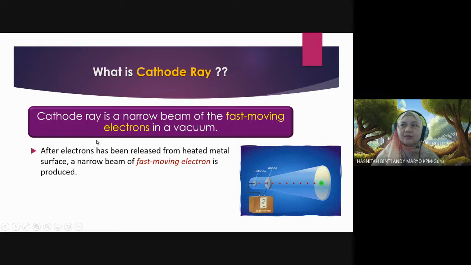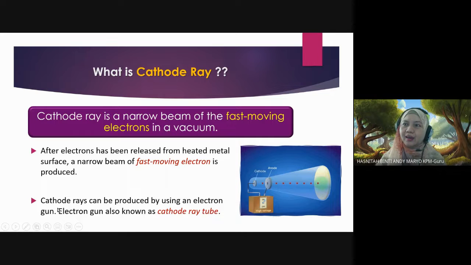So after the electrons have been released, just now we heated a metal surface, so electrons will be released. They will form a narrow beam of fast moving electrons. So this cathode ray can be produced where? By using an electron gun. Have you ever heard of an electron gun, students? Where can you find this tool?